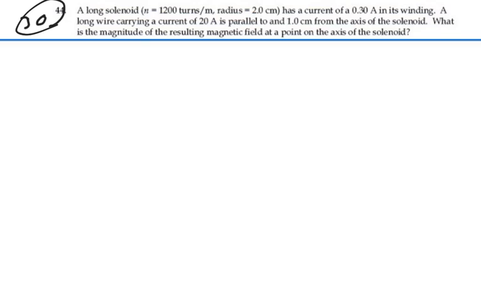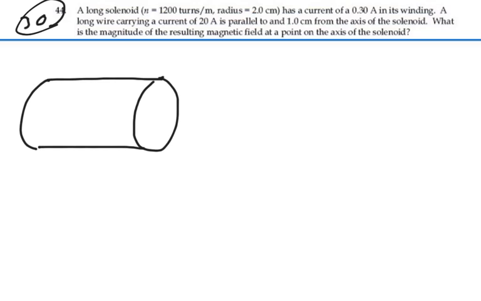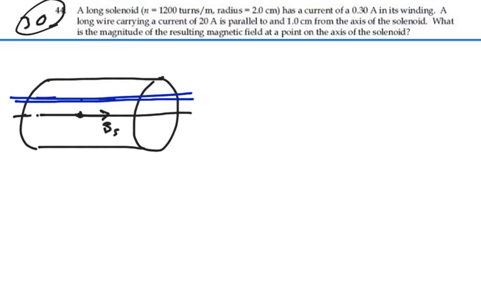Alright, so let's try to visualize what we have here. We have a solenoid, and we have our axis here, and along this axis we have a magnetic field, which would be the magnetic field of the solenoid. We also have a wire that is 1 centimeter away, carrying a current equal to 20 amps.